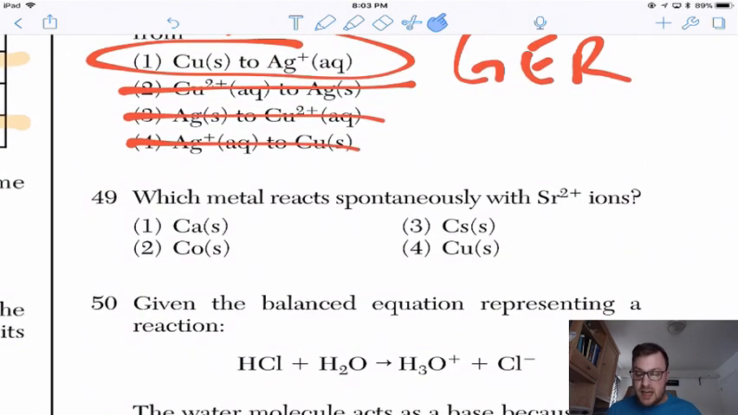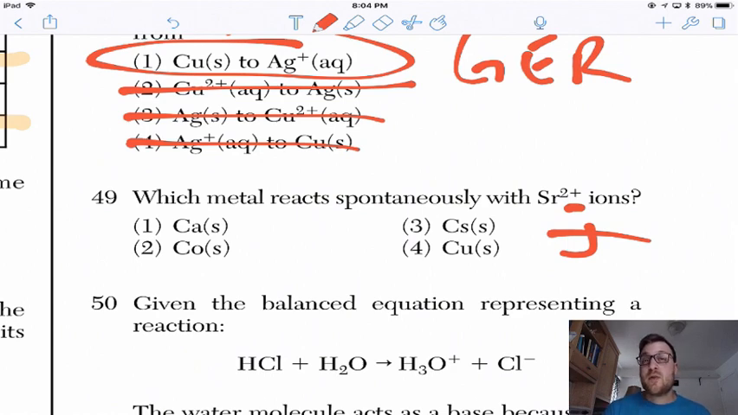Which metal spontaneously reacts with Cr2 plus ions? This is a table J question. What confuses my students on a question like this is how do I know if I'm looking for an atom that's above strontium or below strontium? There's two ways to figure it out. First, if the question is giving you an ion, you're looking for something that's higher on table J because you want something that's going to be acting as the anode, not the cathode, much like the previous two questions.